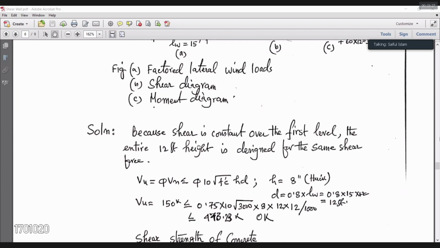Because the shear is constant over the first level, the entire 12 feet is designed for the same shear. We have discussed that earlier. Now you calculate the limit.